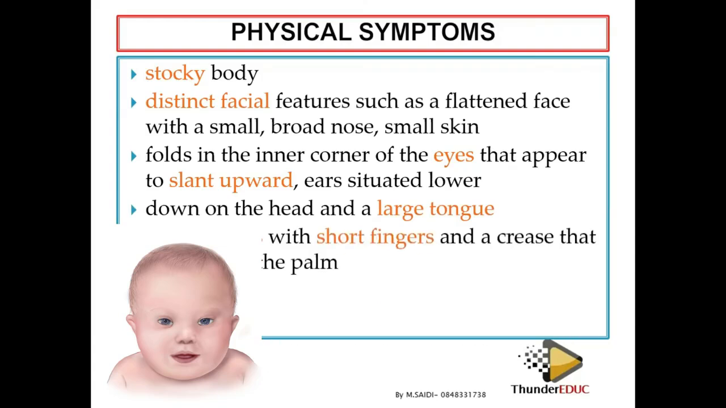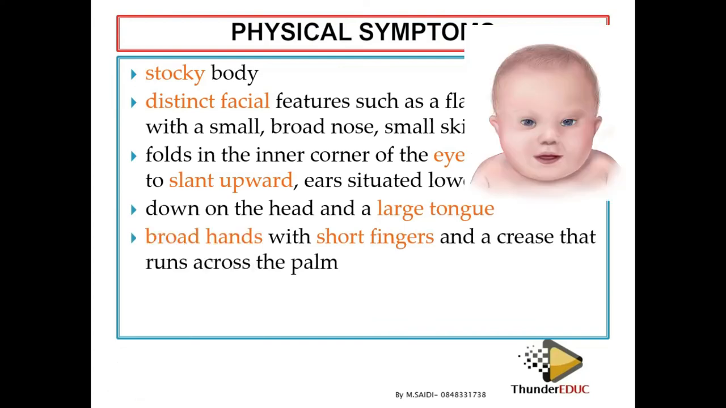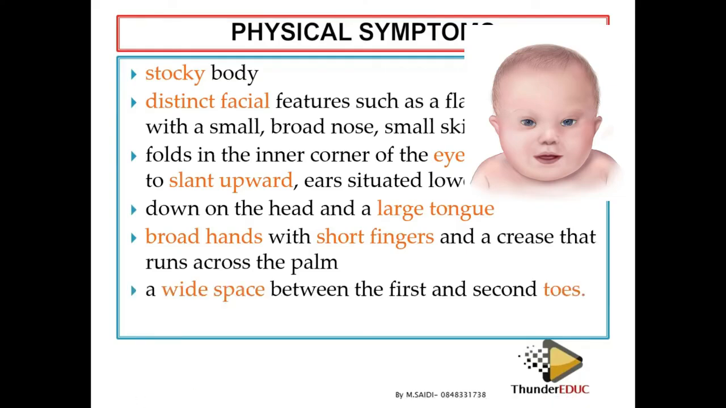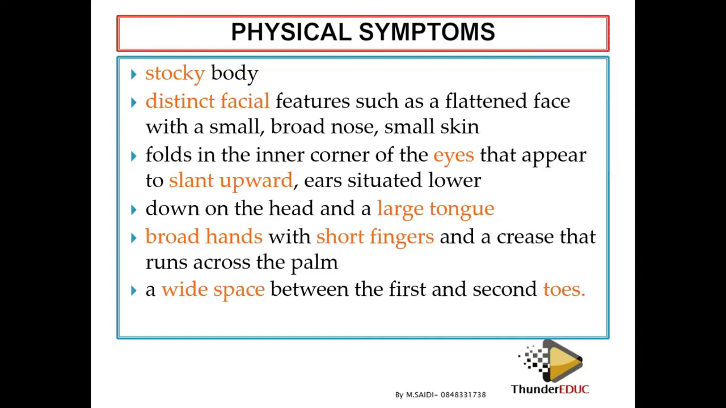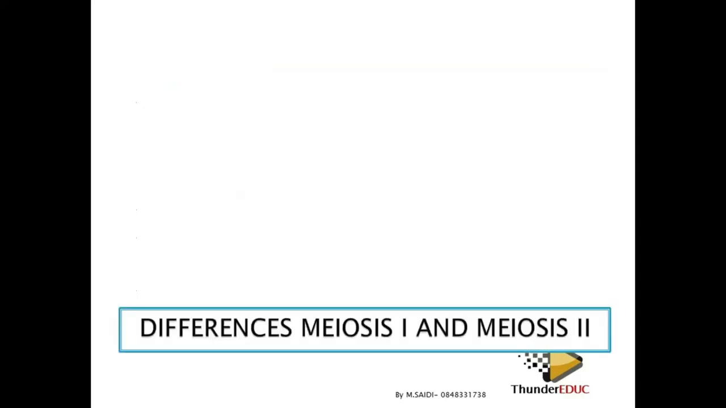Yes, with the small eyes. Actually, the eyes are tilted. And then broad hands, the hands are big and short. Actually, the fingers are broad, big and short. And then a wide space between the first and the second toe. You may not see it on the kid because of the shoes, but if you get a chance for this kid to remove the shoes, you can see exactly what is happening.